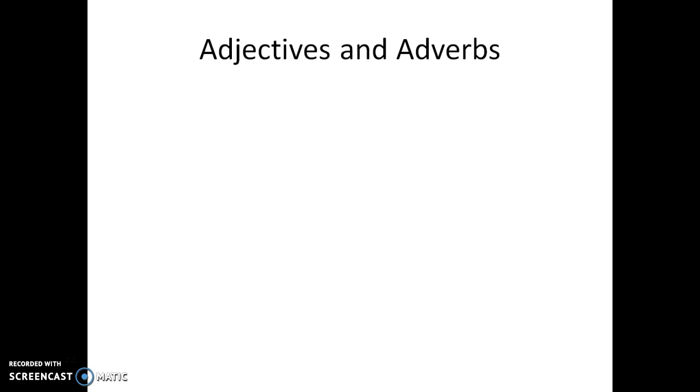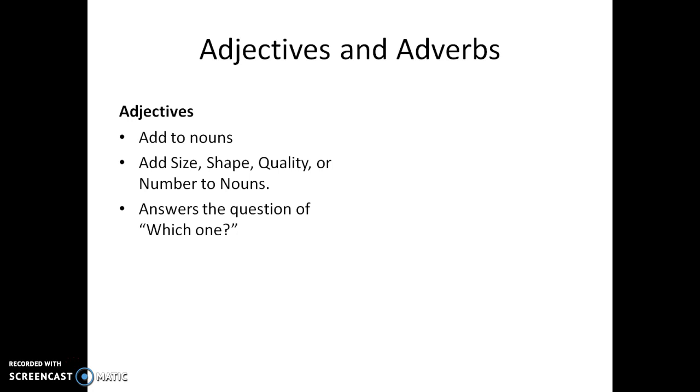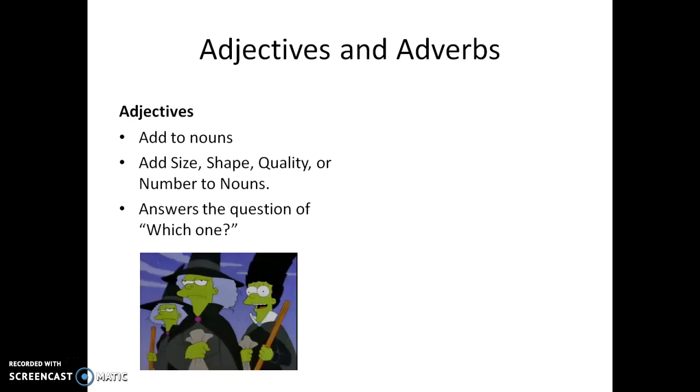So now let's talk about adjectives and adverbs. Adjectives add to nouns. They add shape, size, quality, and numbers to nouns. And they answer the question of which one, right? So which are we talking about? So you can use any kind of adjective to add to this. Now there's a wide variety of different adjectives. There's a lot of different terms for the different kinds of adjectives, but again, that's beyond the scope of this video right here. We're not going to be necessarily going into that.